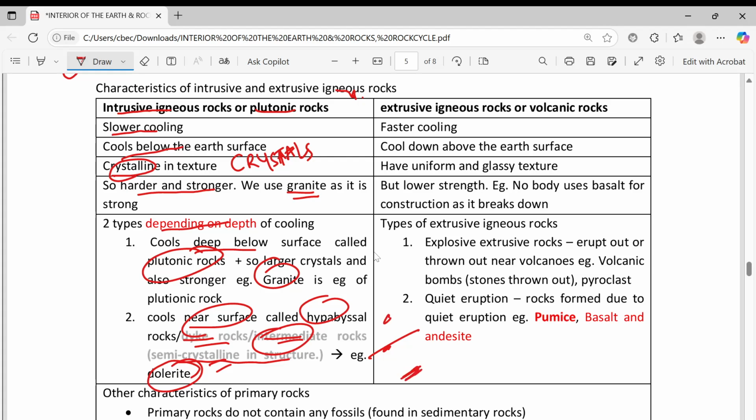Here plutonic rocks are there. Here basalt and other rocks are there. So in between is intermediate. So this is hypabyssal rock.